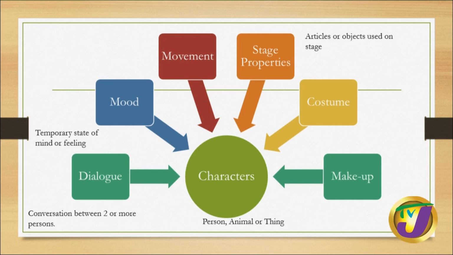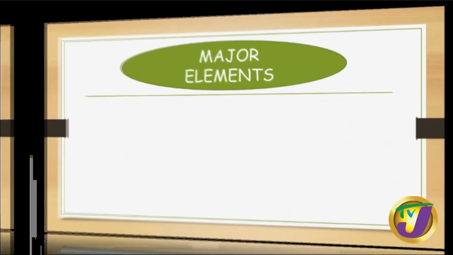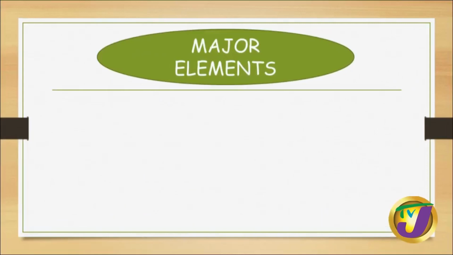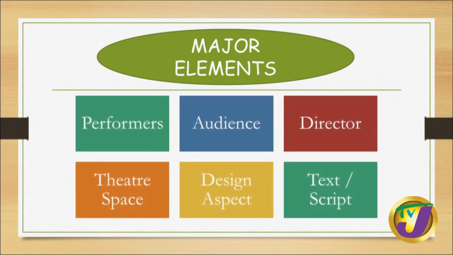And like we said, she was angry. Not true? Yes, she was angry. Our movement, the manner in which we travel in the space. All right. So we're going to be looking at the major elements. So it is safe to say that there are 6 major elements in theater.